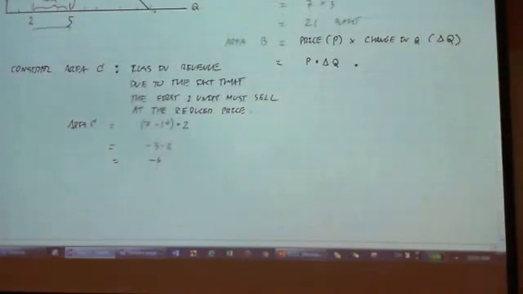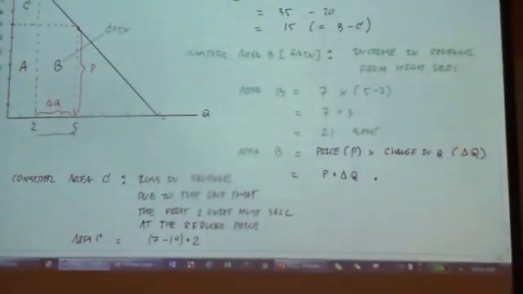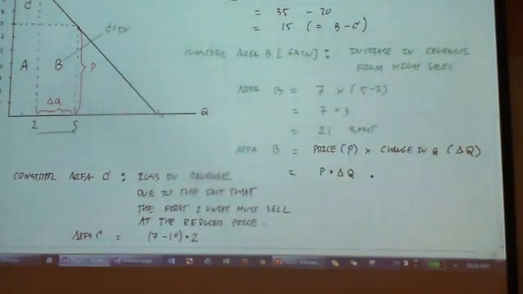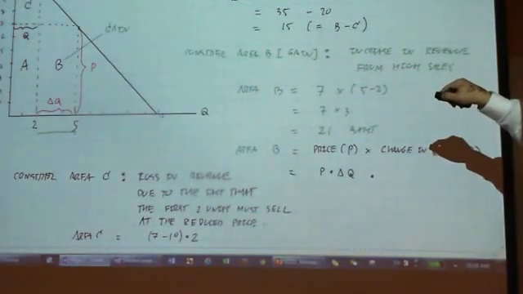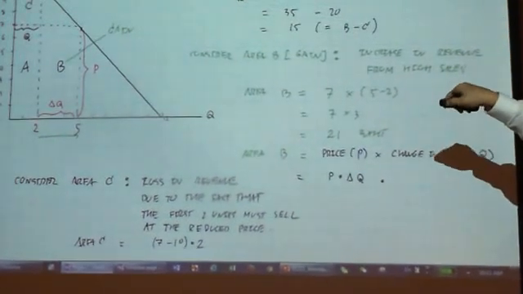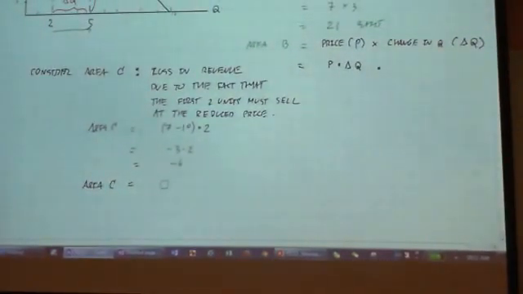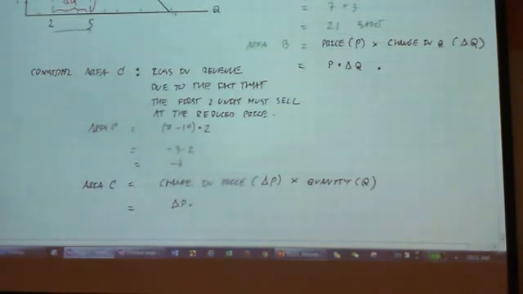Okay, now the abstract form. Area C is what? What is this 7 minus 10 here? This is the delta P, right? Change in price times what? This is Q. The height is delta P, 7 minus 10, new price minus old price, times the width here, 2 units. So that's minus 3 times 2, minus 6. Then I do it like this. Change in price, which we denote by delta P, times quantity, which is Q. So area C in abstract form is delta P times Q.